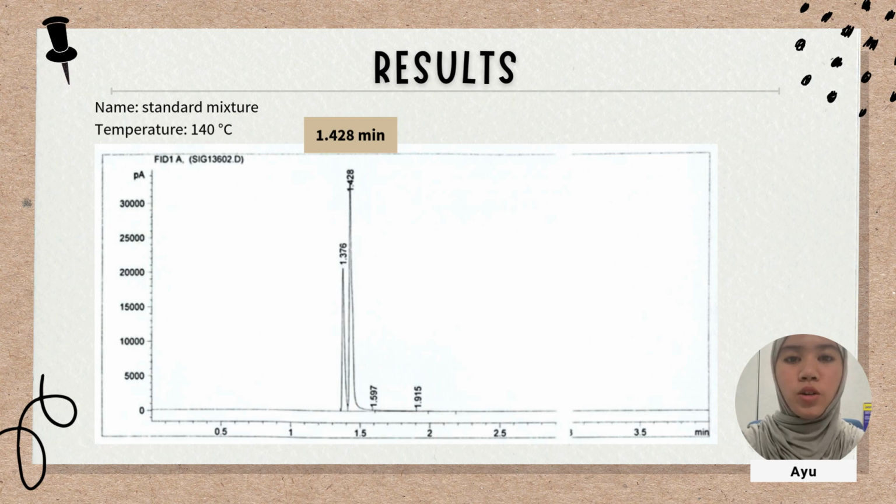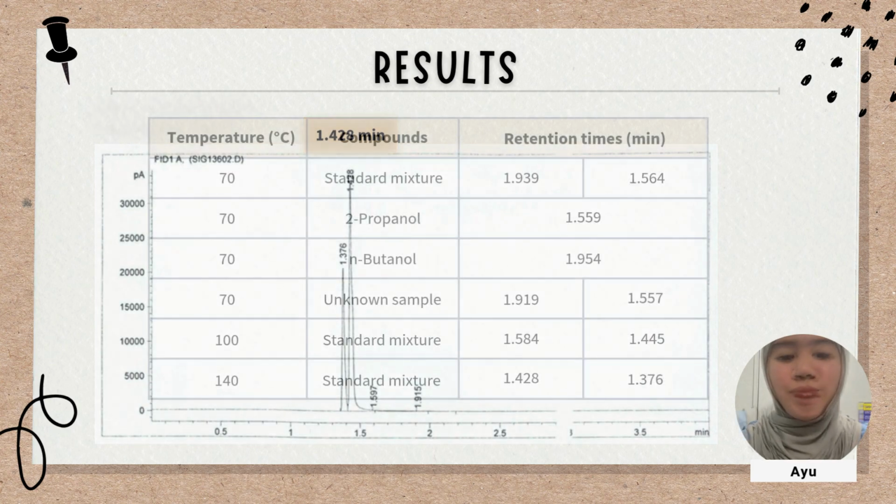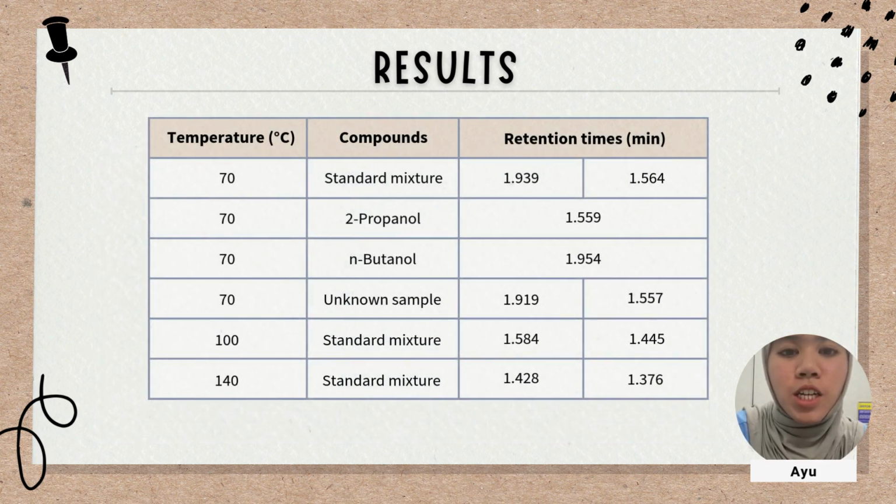For 150 degrees Celsius, retention times are further reduced. The peaks elute much faster, but the distance between peaks is smaller. This suggests that although higher temperature speeds up analysis, it can reduce separation efficiency. And lastly, overall, the results show that retention time depends on compound volatility and column temperature.